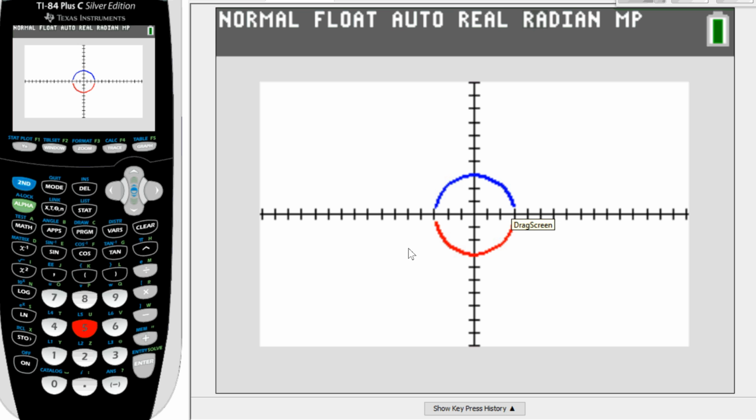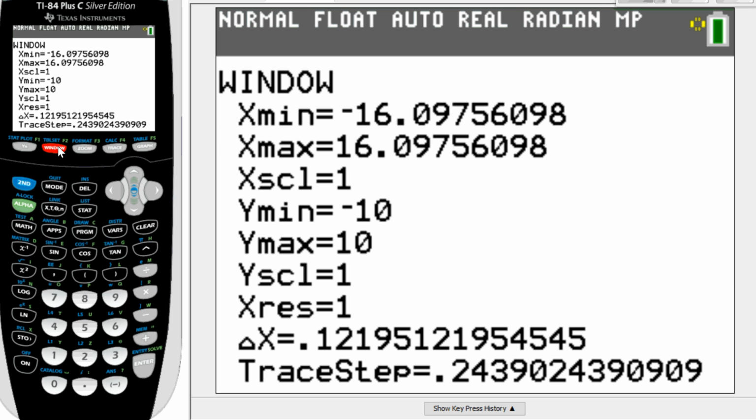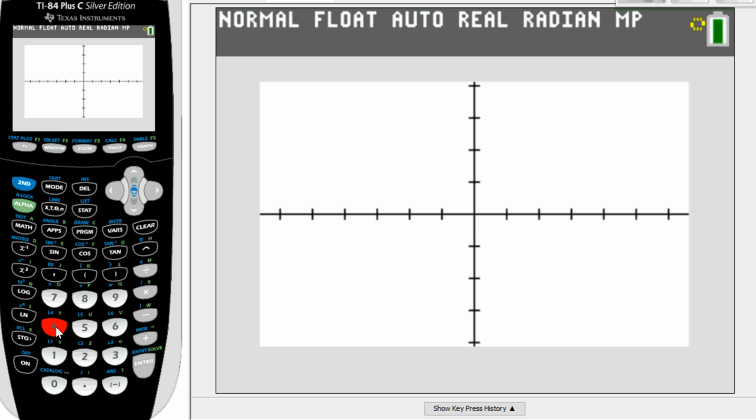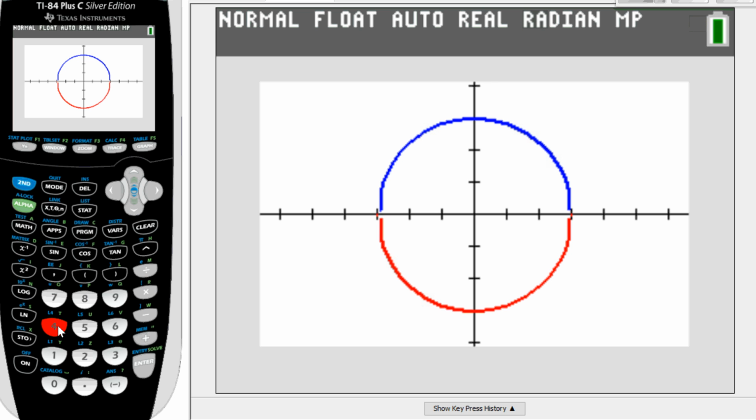Now some of you might just have differences in your pixels and you might actually have it look connected. Let's also try Zoom Decimal just for fun, number 4. And that gives us a good view of that circle, and it's evenly spaced, it's not skewed. And if I press trace, you can see the equation of the top half, that's the y1, the positive root, and the equation of the bottom half, that's the y2, the negative root.